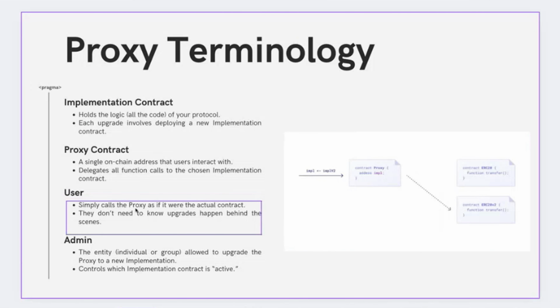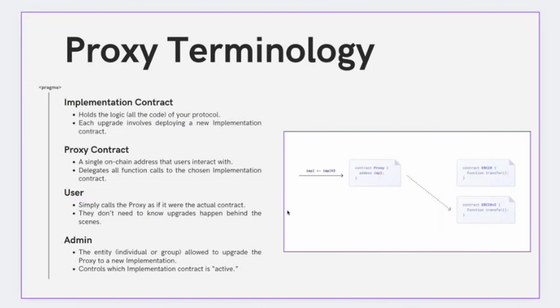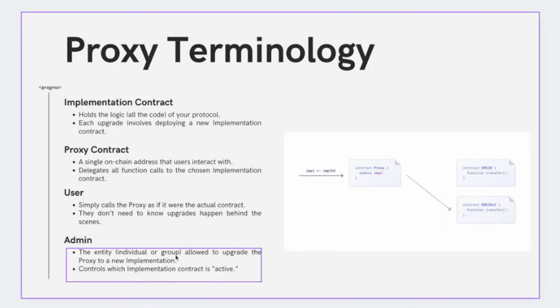A user is simply an EOA or a smart contract that calls the proxy, and the proxy delegates calls to the correct implementation contract. And an admin is an individual or a group who is allowed to perform upgrades to our protocol and therefore switch the implementation contract from one to another.